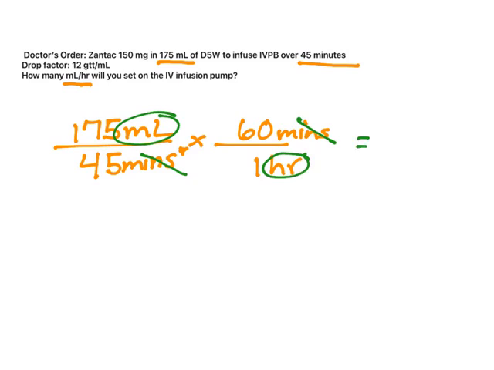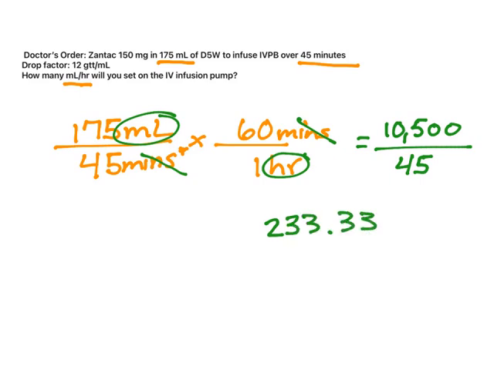So our minutes cancel out, and we're left with mLs per hour. Now all we have to do is multiply 175 times 60, and that is 10,500. And then we multiply the bottom. 45 times 1 is 45. So we then do 10,500 divided by 45, and you should get 233.33. Again, you want to round to the nearest whole number, or make sure that you follow the directions of your question specifically. So we're going to round this one to the nearest whole number, and we're going to set the pump to 233 mLs per hour.